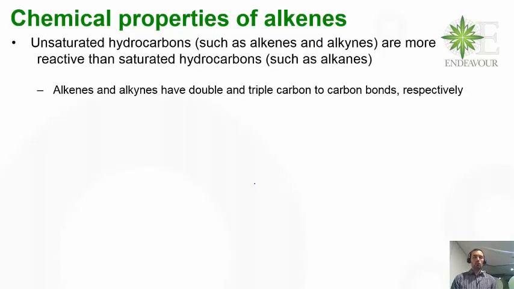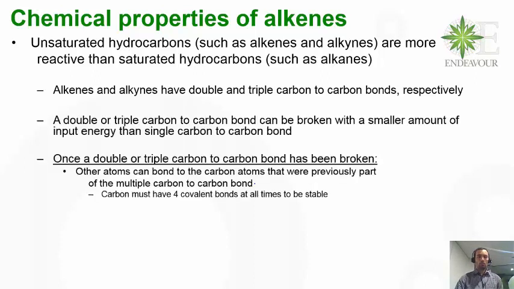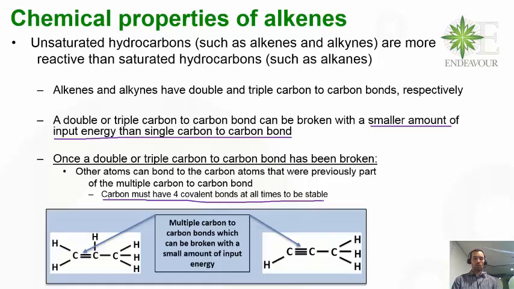So let's compare that to an unsaturated hydrocarbon like an alkene or an alkyne that have these multiple carbon-carbon bonds. Because of the presence of that multiple carbon-carbon bond, a smaller amount of energy is actually needed to break one of the carbon-carbon bonds within the structure than compared to breaking a single carbon-carbon bond in an alkane. And the important part of this is that once one of the multiple carbon-carbon bonds has been broken within one of these structures, then new covalent bonds can be formed to different atoms to make sure all the carbon atoms in the structure have 4 covalent bonds to give it that full valence electron shell.